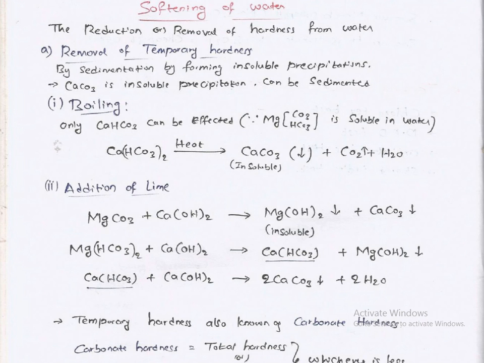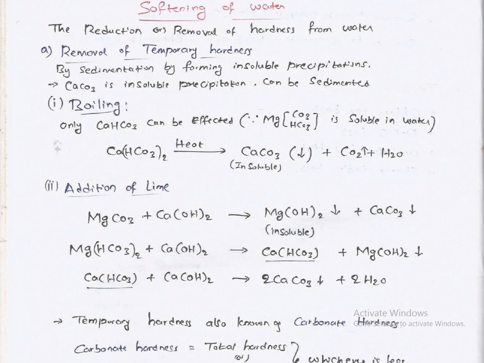Addition of lime: magnesium carbonate plus Ca(OH)2 gives magnesium hydroxide insoluble precipitate plus calcium carbonate precipitate. Magnesium bicarbonate Mg(HCO3)2 plus calcium hydroxide gives calcium bicarbonate plus magnesium hydroxide precipitate. Calcium bicarbonate Ca(HCO3)2 plus calcium hydroxide gives twice CaCO3 plus 2 times water.